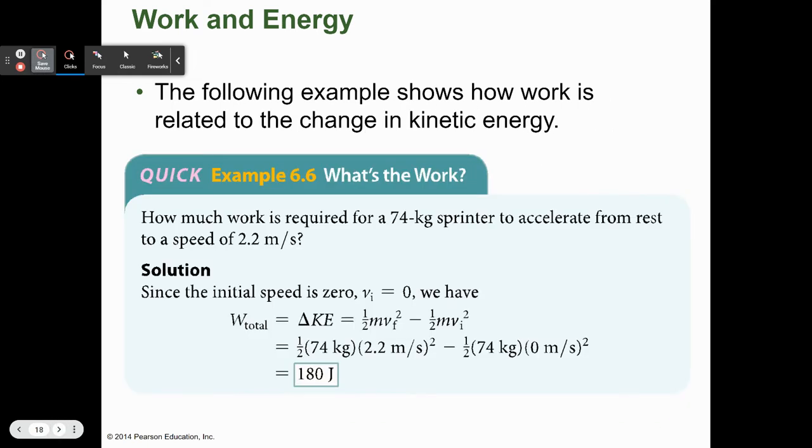So here's an example. How much work is required for a 74 kilogram sprinter to accelerate from rest to a speed of 2.2 meters per second? If he's accelerating from rest, that means that his initial velocity is 0 meters per second. And we're just going to plug into the work energy theorem. So 1/2 times 74 times 2.2 squared minus 1/2 times 74 times 0 squared, which is 0, so that whole thing falls out to 0. And it's just going to be based on this final speed, which would be 180 joules.